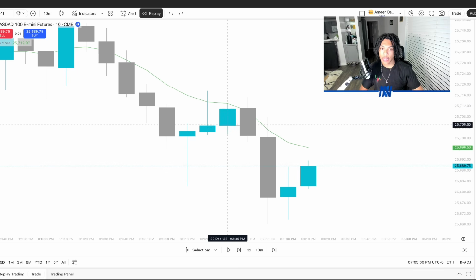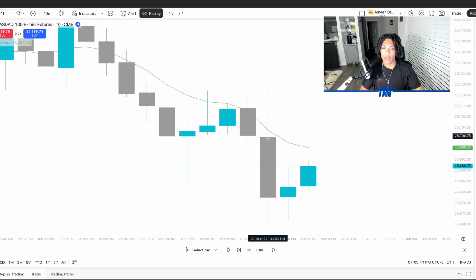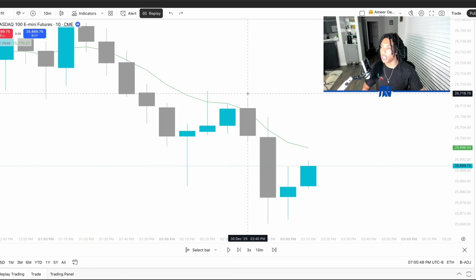It didn't happen. And then another time, it didn't happen. And then another time, and it just finally gave up and then came back down. That is what I mean by respect from the 8 EMA. That's what I mean by rejection candles.